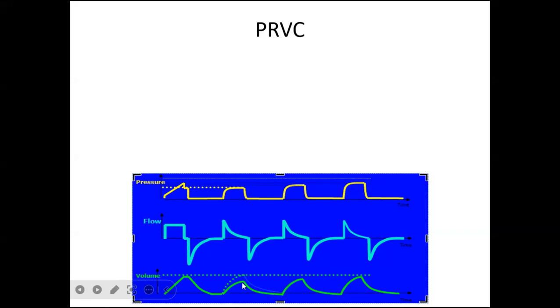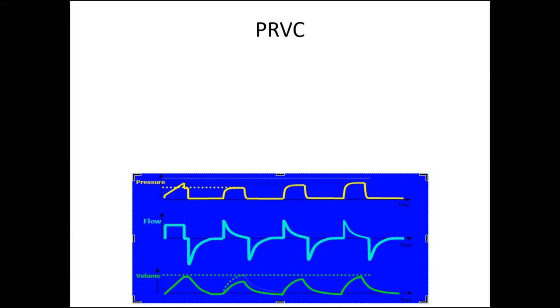And what is the volume delivered now here? Decrease. Low volume. So what happens to pressure here? Increase. Did it reach the set volume? No. So again, what did it do? It increased the pressure, increased volume. It reached the set volume. So this is how your PRVC mode works. It keeps on increasing the pressure to reach the set volume.